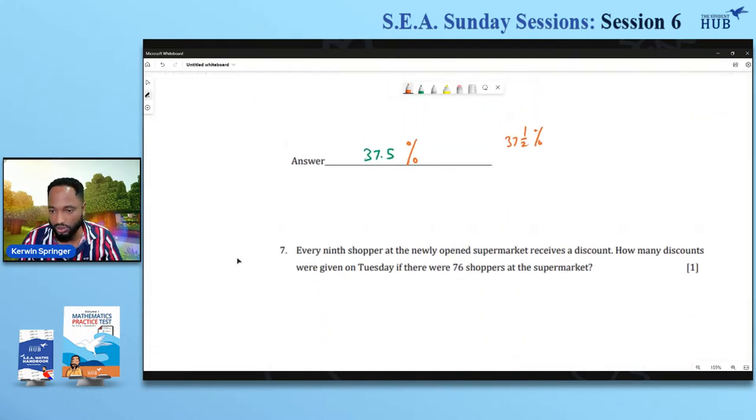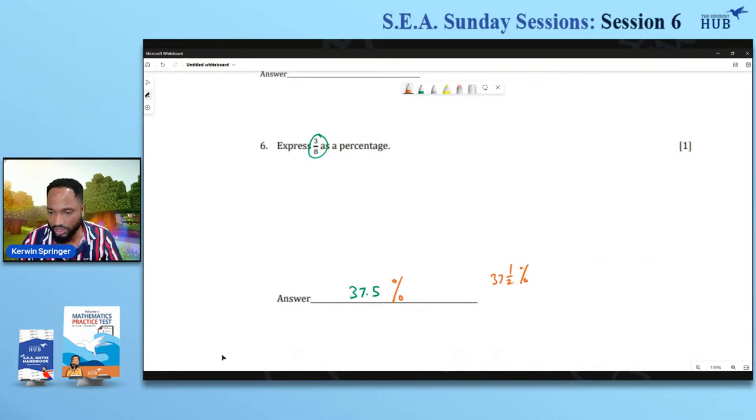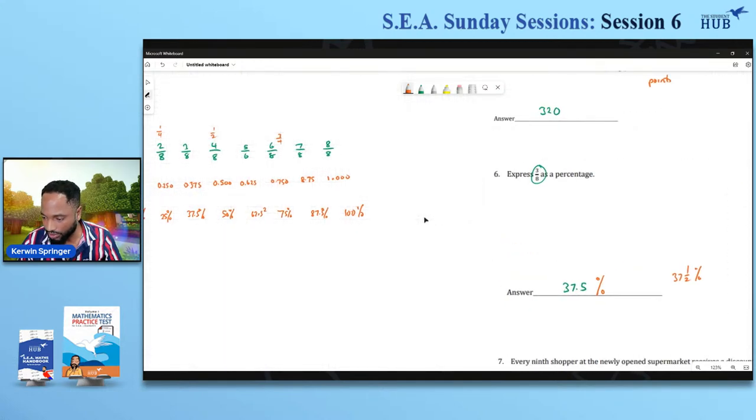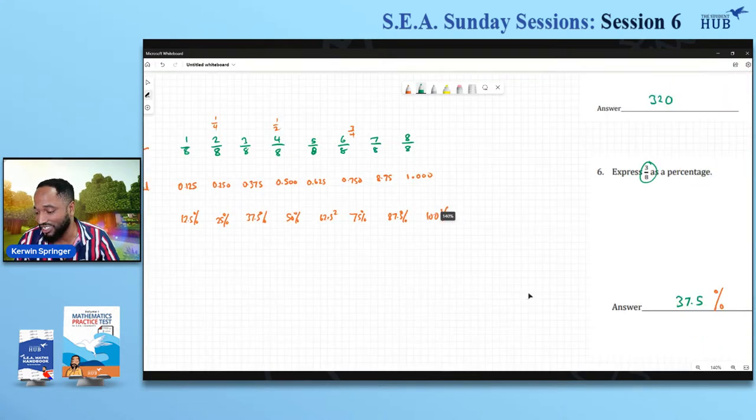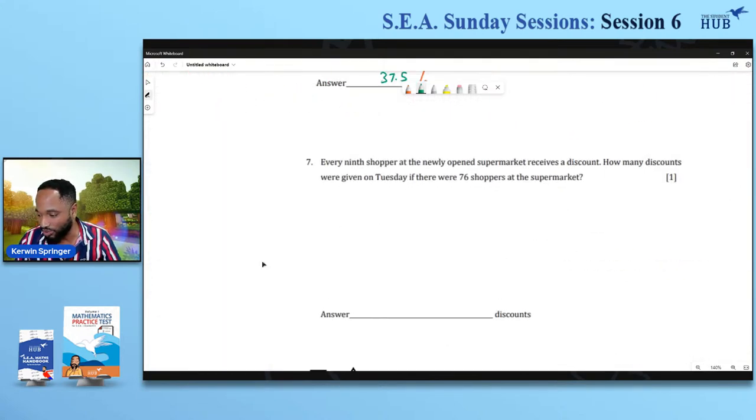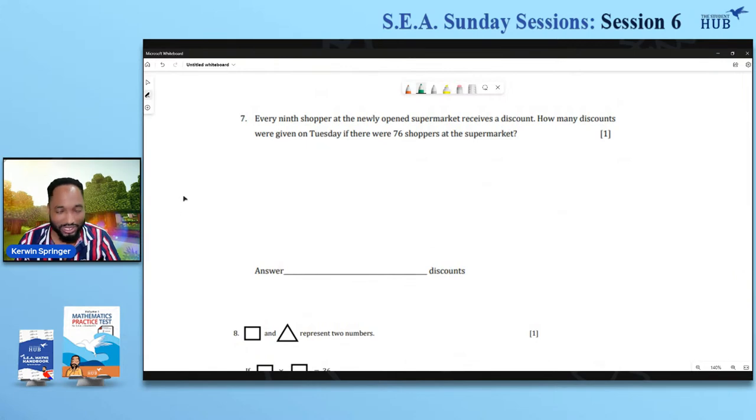Y'all, it's 5/8. Did I put 5 or 6 somewhere? Oh, 5 or 8. Oh, that 6 was sneaky in there. Yeah, sometimes when you're teaching and you're talking, your mind skips beats.